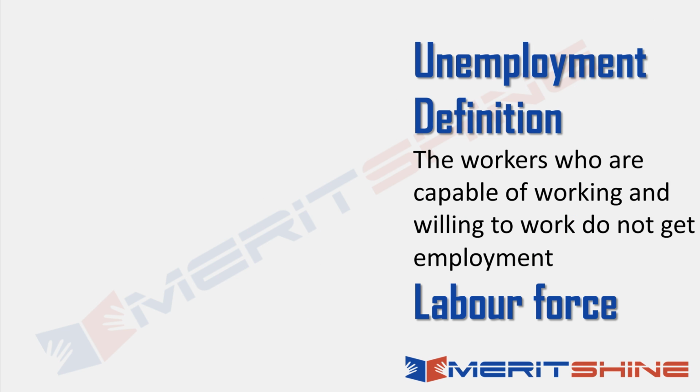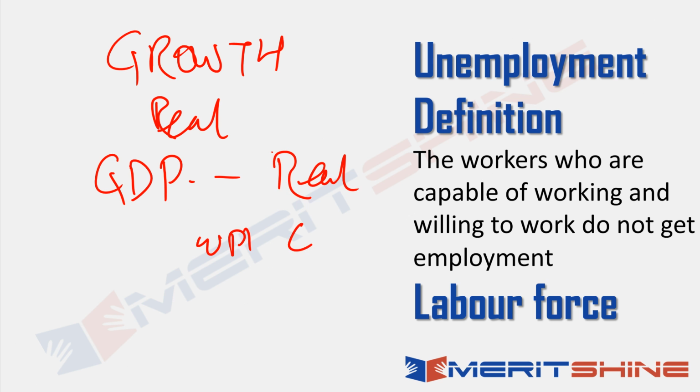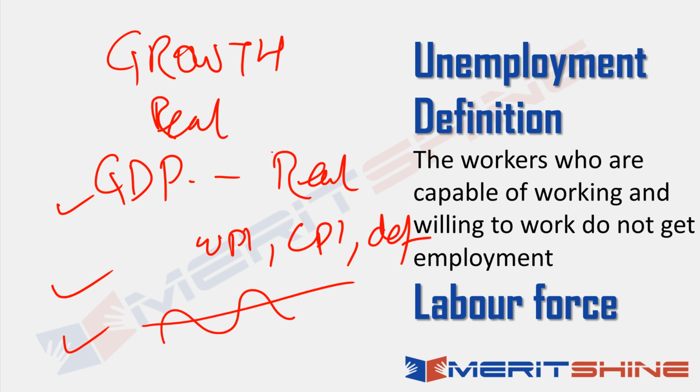Okay, let's move to the next one. So we have covered growth. Let me just do a quick recap. We talked about growth, real growth, GDP, real GDP. We talked about WPI, CPI, and GDP deflator. And then we talked about the business cycle, the boom and bust, recession, and contraction, etc. This is the growth aspect.